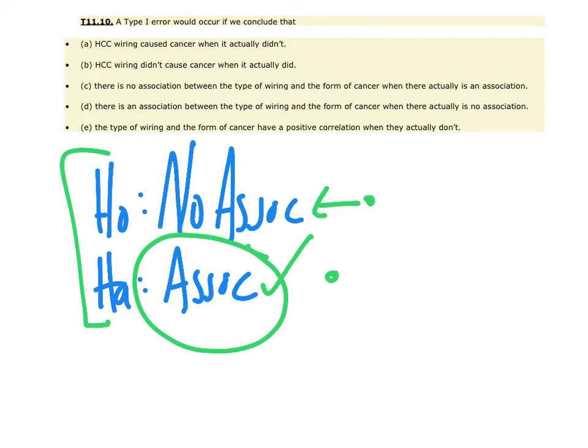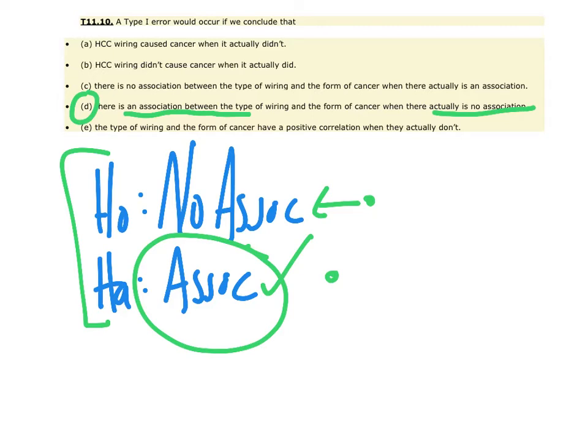Type 1 error would conclude what in this case? Well, if you look at it, D is going to be the correct answer. We would conclude there is an association between the type of wiring when there actually is no association. So that is going to be the type 1 error. Let's go back to the other options.